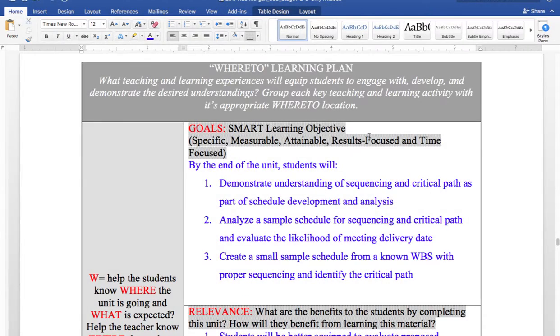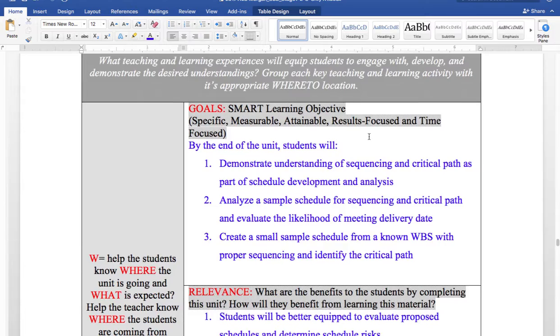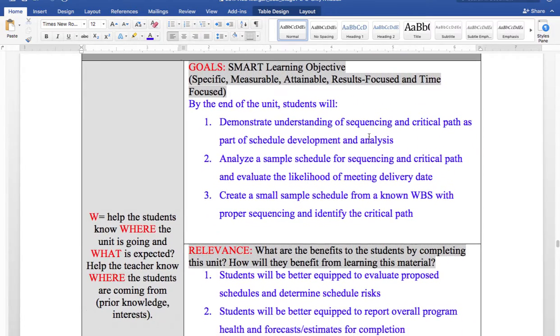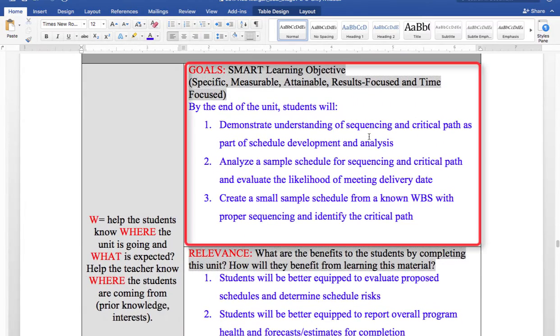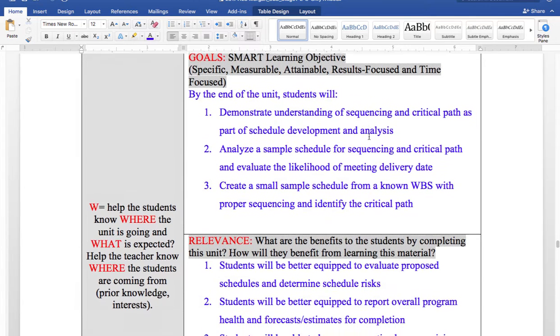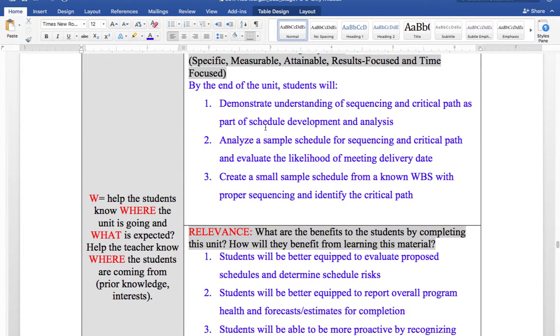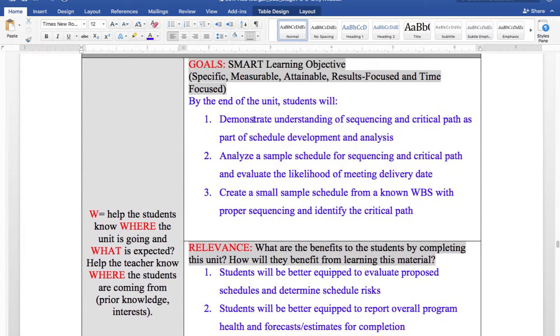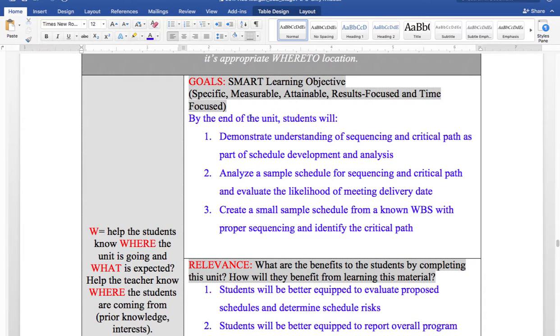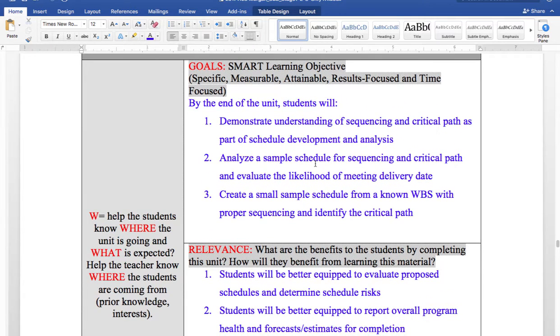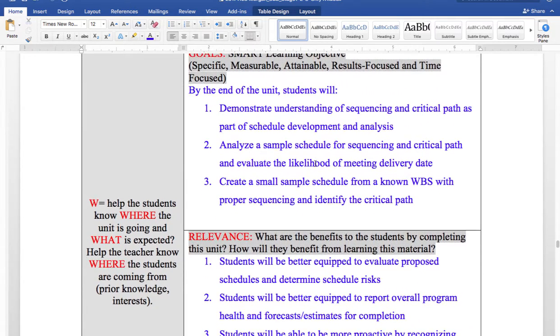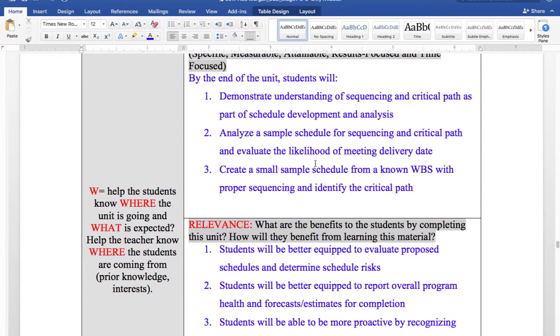So starting with the first area of WHERETO, the W, we begin with SMART learning objectives. By the end of the unit, the students will... and as always with SMART learning objectives, these are specific, measurable, attainable, results focused, and time focused. So we'll want these to map back to our unit objectives from Stage 1.